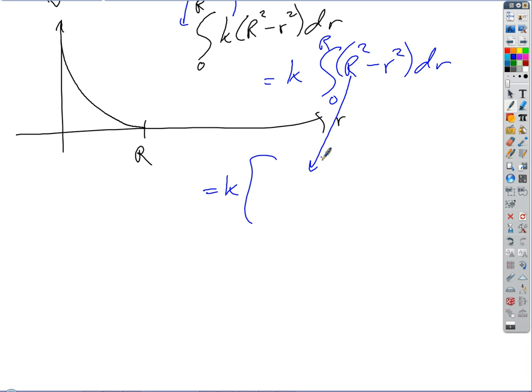So we get k times what? Well, what's going to be the antiderivative of capital R squared? Capital R is a constant, right? Just like pi or 7. So let's write it as a separate integral. It's the integral of capital R squared d little r from 0 to R, minus the integral of little r squared dr from 0 to big R, right?